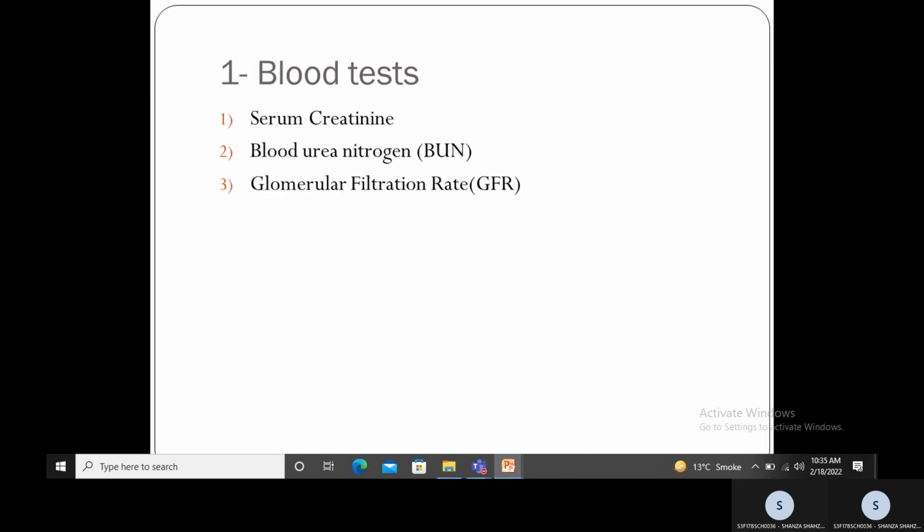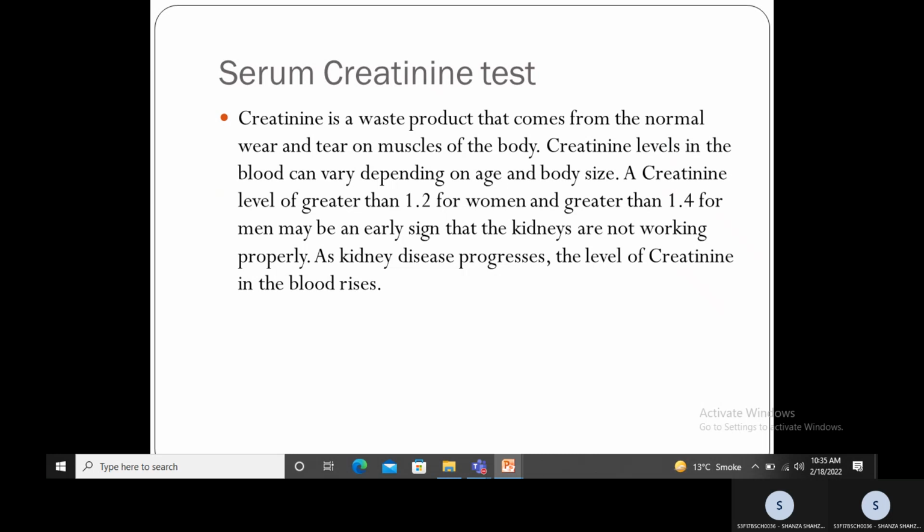The first is the blood test. There are three types of blood tests: serum creatinine, blood urea nitrogen, and glomerular filtration rate. First is the serum creatinine test. Serum creatinine is a waste product that comes from the normal wear and tear on the muscles of the body. Creatinine level in the body depends on age and body size. A creatinine level of greater than 1.2 for women and greater than 1.4 for men is a sign that kidneys are not working properly. As kidney disease progresses, the level of creatinine in the blood rises.